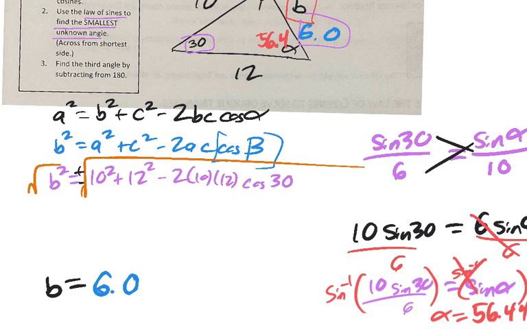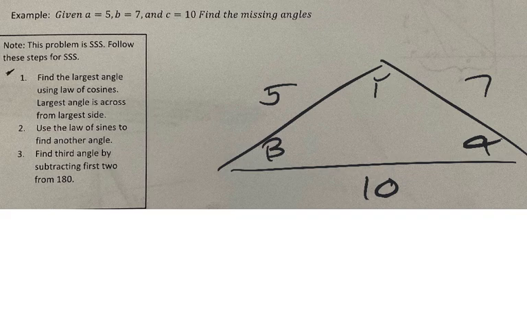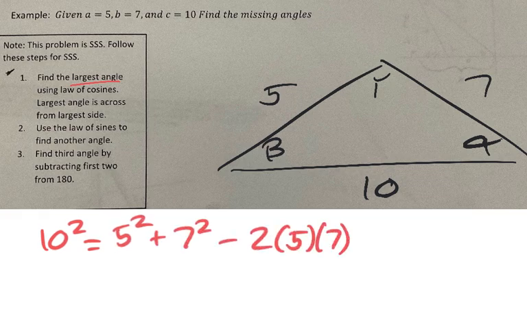Can I find the third angle? Yeah, 180 minus 86.6. This would be 93.4. So here we go. Starting by finding the largest angle. Which of these is the largest angle? Yeah, gamma. So that means if this is my angle, this has to be the isolated side. So I'm going to get 10 squared equals 5 squared plus 7 squared minus 2 times 5 times 7 times cosine of gamma.